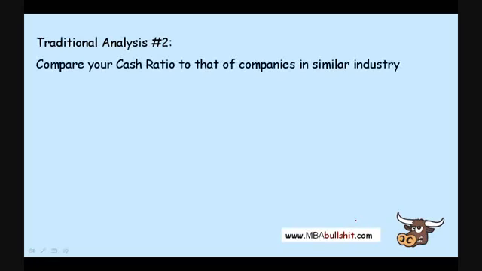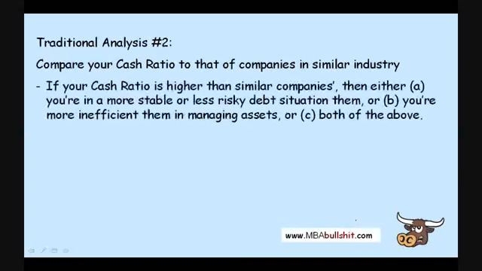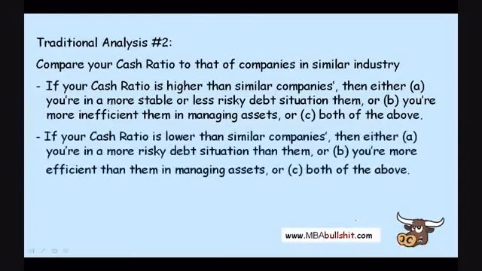Traditional analysis number 2. Compare the cash ratio to that of companies in a similar industry. If the cash ratio is higher than similar companies, then either it's in a more stable or less risky debt situation than them, or it's more inefficient than them in managing cash. That's why it needs so much excess cash to operate properly, or both of the above.